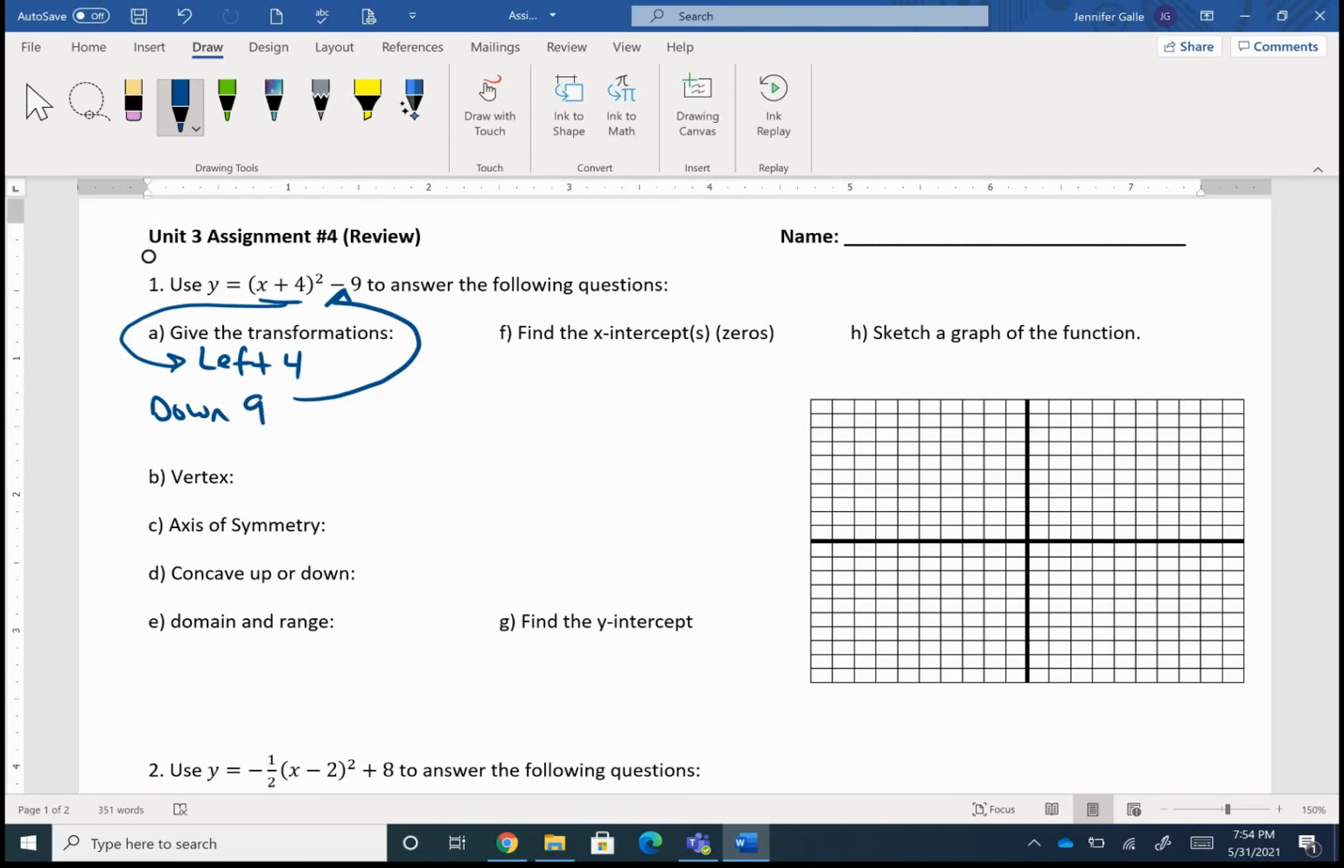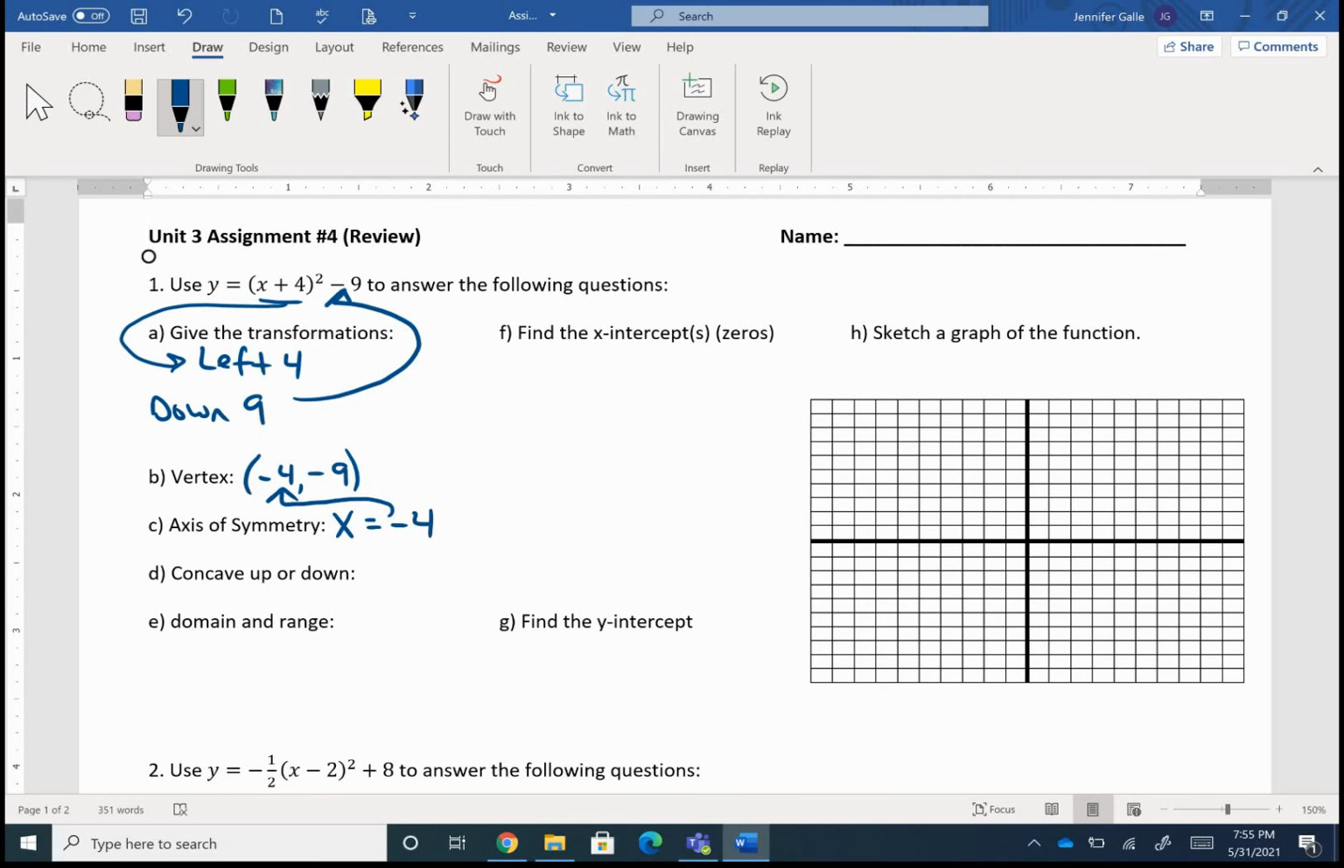So the transformations give us the directions of where to find our vertex. Our vertex goes left 4, so -4. Down 9 will be a -9. Axis of symmetry, don't lose out on easy points. Don't forget your x equals. The axis of symmetry is a vertical line, so we need the equation of a line, so we need the x equals. And remember, the x value for the axis of symmetry is the same as the x value at the vertex.